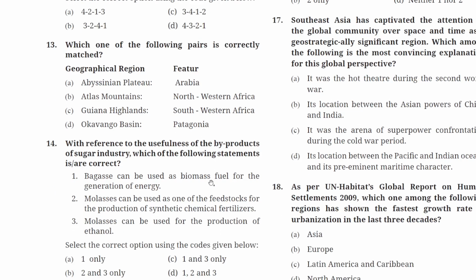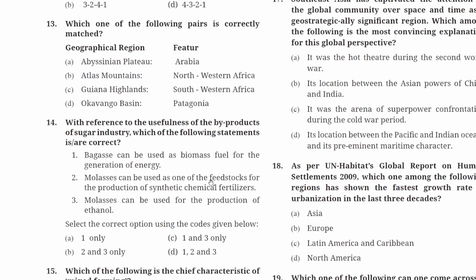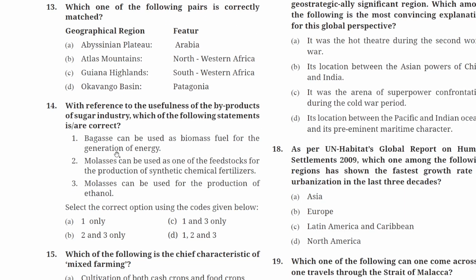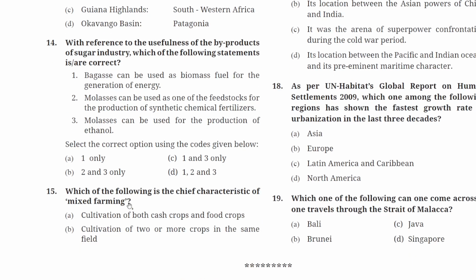Question number 14. With reference to the usefulness of the byproducts of the sugar industry, which of the following statements is or are correct? Bagasse can be used, yes. Molasses can be used as one of the feedstocks for production... No, 2 is wrong. Molasses can be used for production of ethanol. Yes, it is true. So the answer is 1 and 3 only. 14 is C.